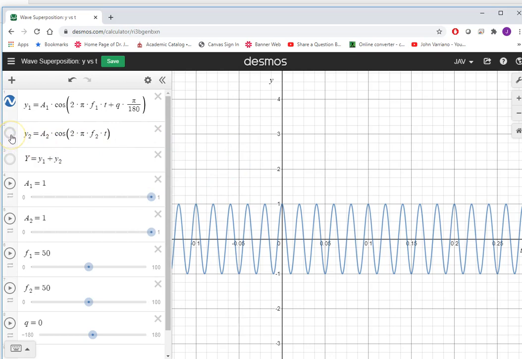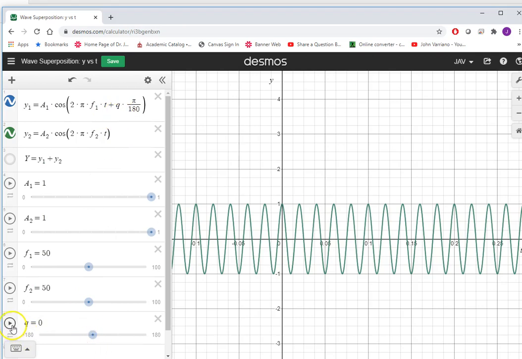All right, so where is wave 2? Well, let me click on wave 2. And you may have noticed that this thing is turned green. Wave 2 is green. Wave 1 is blue. Well, right now, I have them completely in phase. So they're right on top of one another. The phase angle difference between them is 0. This phi is 0 right here. So they're completely in phase. Now, I can make them go out of phase by varying the q.